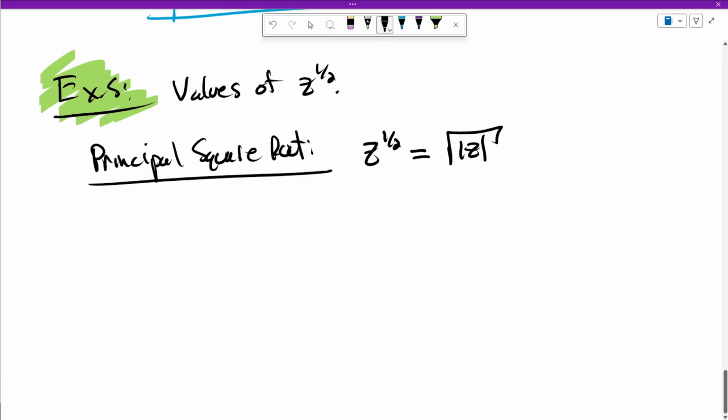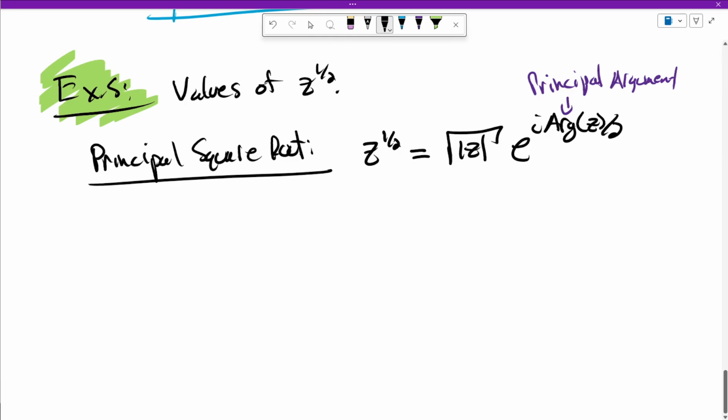So we're going to take the square root of the modulus of z. That's like the normal real numbers. But then the complex part is adding in some argument component, and it's going to be using the principal argument. So which argument do you take for the principal square root? You take the principal argument.